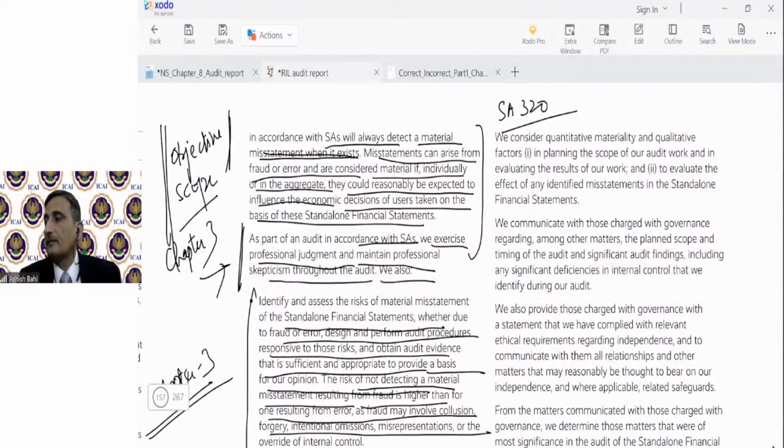Yes. Yes, Livingston, this is a basic concept. You probably have not read chapter 3 properly.